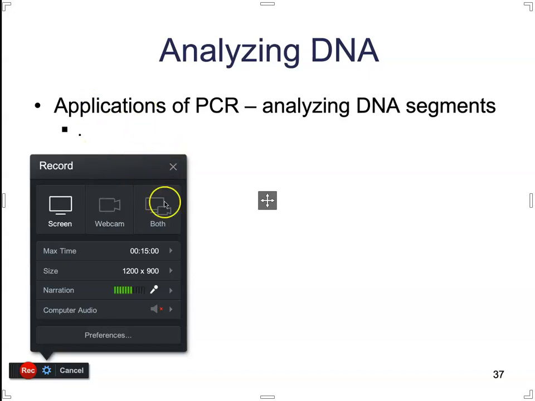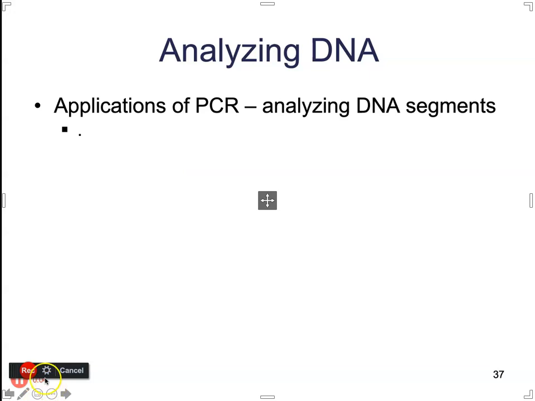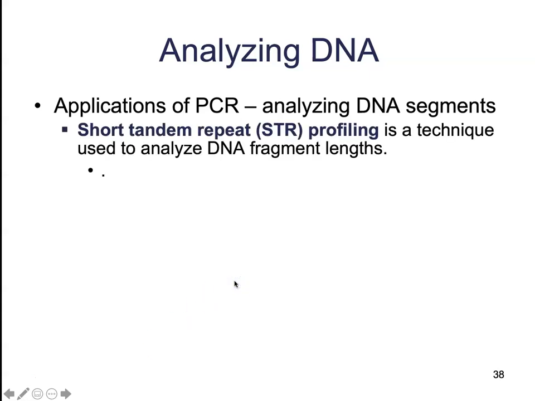So the next thing that we're going to discuss is going to be the applications of PCR, so how we analyze those DNA segments. The application of PCR can be used for a lot of different things. It can be used to identify individuals by using short tandem repeats. Short tandem repeats is a way that we can sort of fingerprint or analyze DNA traces.